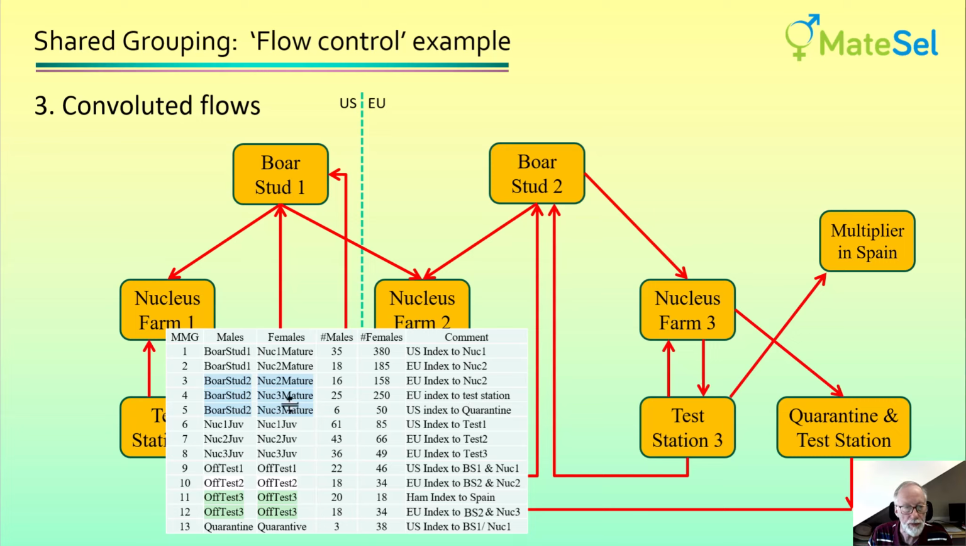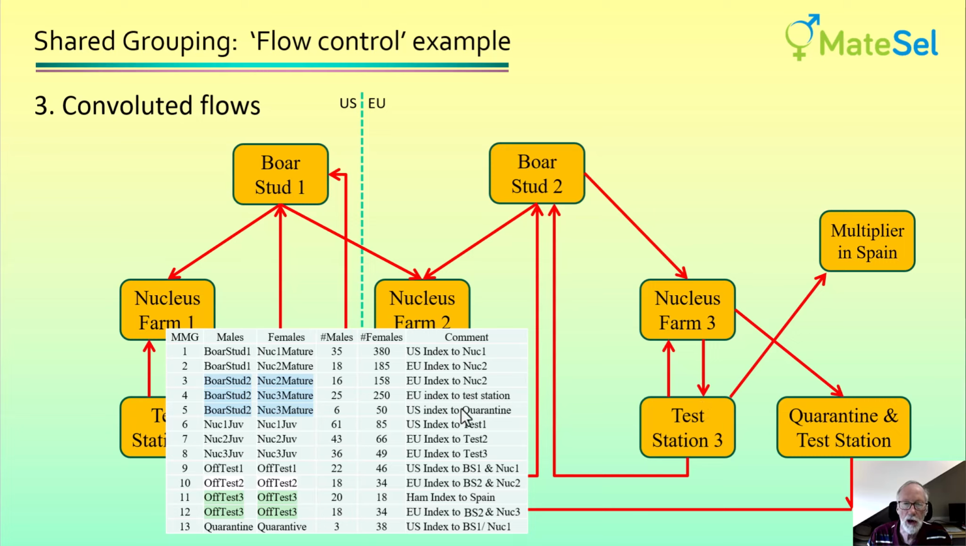There are 2 other mixed mating groups with boar stud 2. Here they are, and they are different, even although they're all going to be mating with nucleus 3 mature females over here in the nucleus farm. There are two destinations from the progeny out of these matings, that is to test station 3 and back into the breeding operation for Europe, and off to the quarantine station targeting migration to the US. Now, of course, you'd use the US index here and the EU index here, and that's why we have these two separate mixed mating groups.